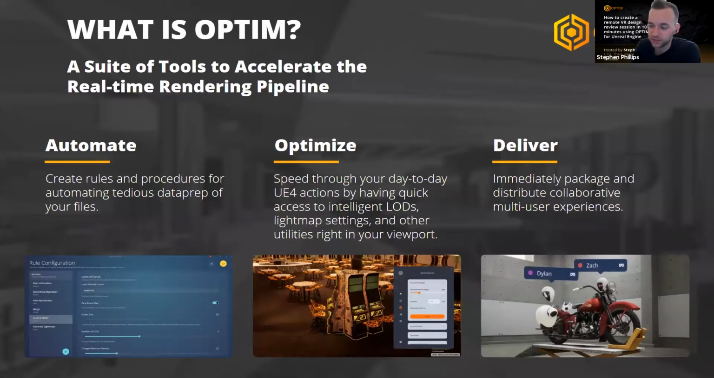So first, what is Optim? Optim is a suite of tools to accelerate the real-time rendering pipeline. Specifically built for Unreal Engine, we are trying to help you along the way from bringing in your models to Unreal, working with your scenes while you've got them there in the editor, and finally helping to publish and package compelling content for yourself or your customers. And so we tackled these three different domains of the Unreal pipeline with three different sub-products inside Optim.